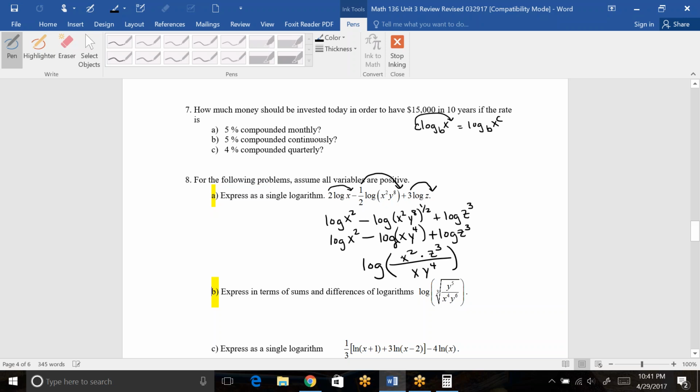Now before you can say you're done, you can reduce the x's inside now that this is all laid out. So this would be log of just one x on top, a z to the 3rd, and a y to the 4th. So I've put that log completely back together.